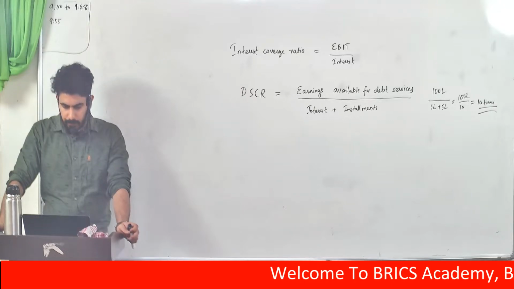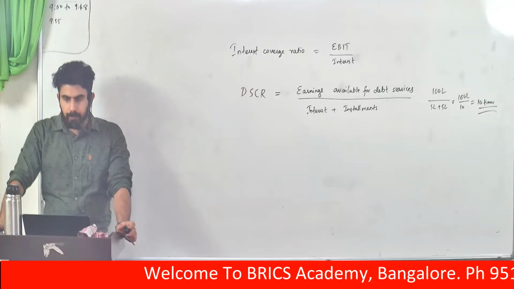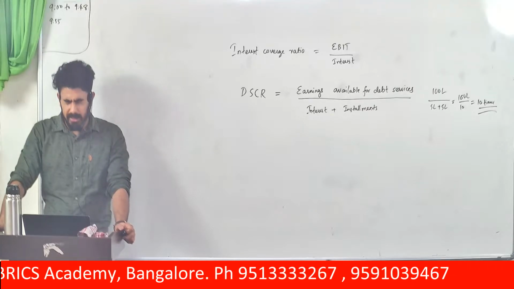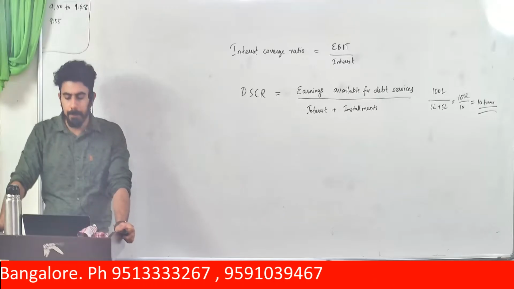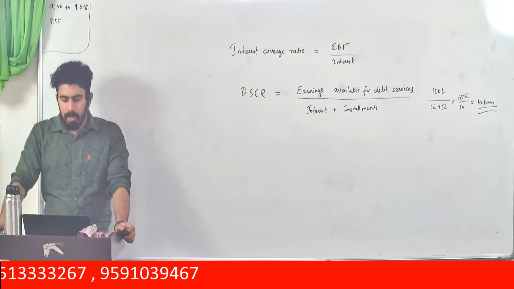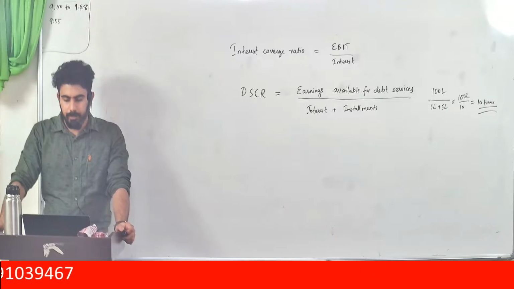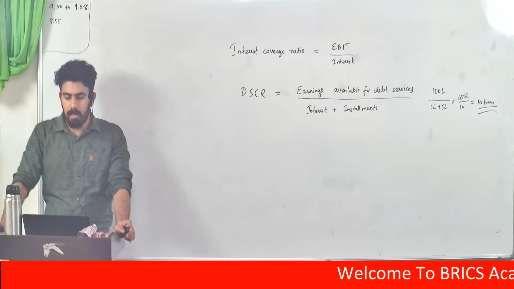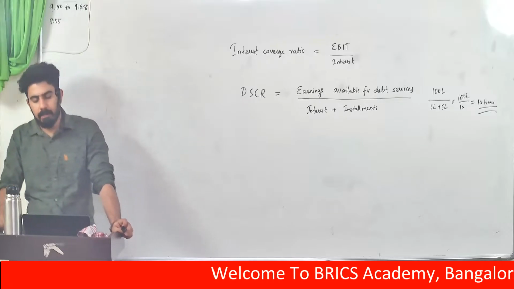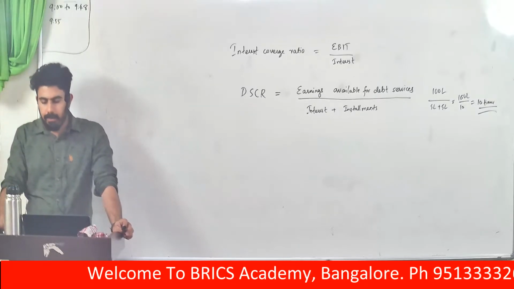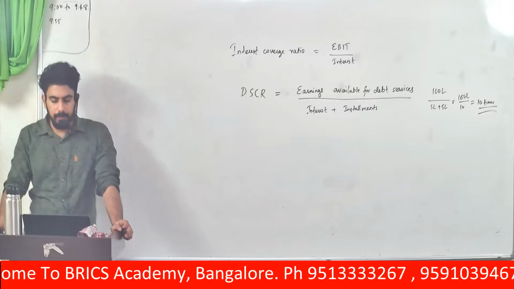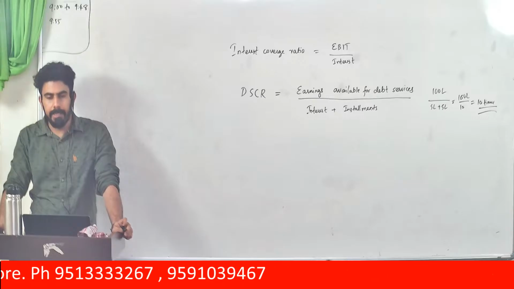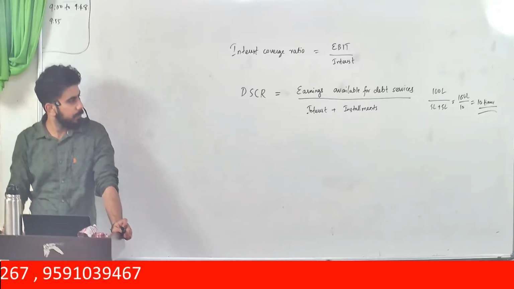Fixed charges coverage ratio is equal to EBITDA. So basically, this is cash earnings, not non-cash. It is cash earnings, EBITDA, divided by interest plus repayment of loan. Fixed charges coverage ratio is equal to EBITDA divided by interest plus repayment of loan.